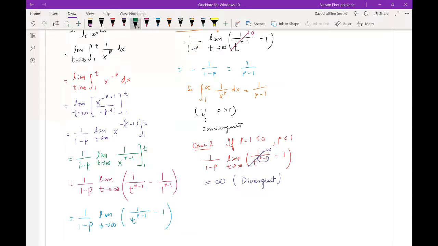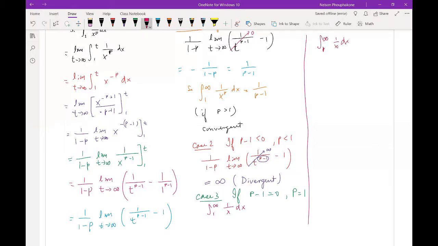Okay, and of course case number 3, how about if p minus 1 equals 0? So in other words, p is equal to 1. Then for p equal to 1, I will have the integral from 1 to infinity of 1 over x dx. Let's see what we have. If I take the integral from 1 to infinity of 1 over x dx, then it is equal to the limit as t goes to infinity of the integral from 1 to t of 1 over x dx.